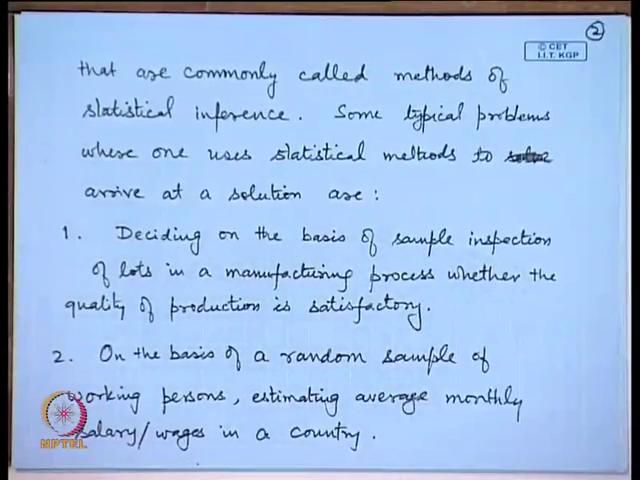Some typical problems where one uses statistical methods to arrive at a solution are deciding, on the basis of sample inspection of lots in a manufacturing process, whether the quality of the product is satisfactory. Consider a factory where certain kinds of nuts and bolts are being produced. The factory owner or the manager of the production is interested to know the quality of the production. If the quality is all right, it will be sent to the market at an appropriate price. On the other hand, if the quality of the product is not good, then it will not be sold at a high price. It may even be returned. So, the quality of the production is very important.